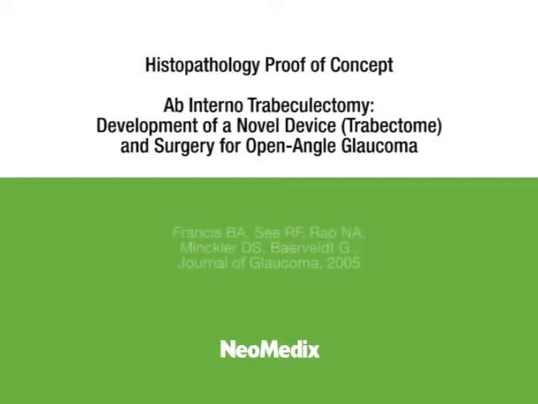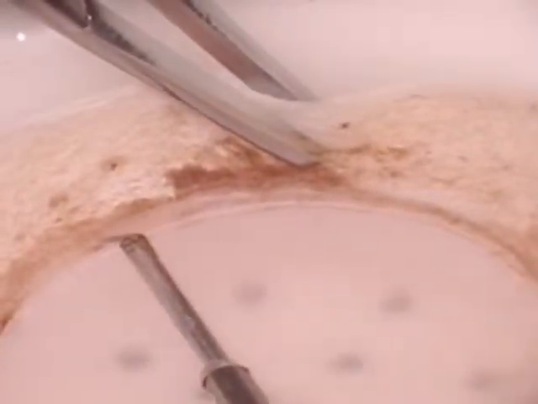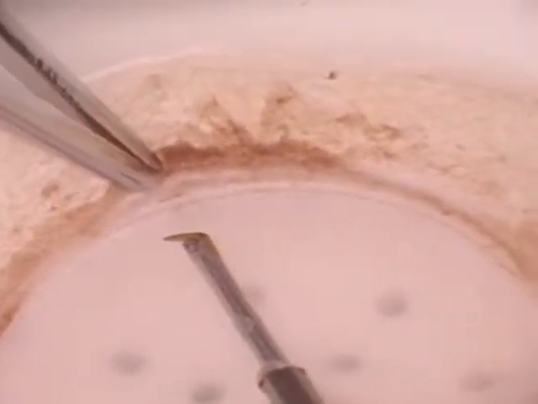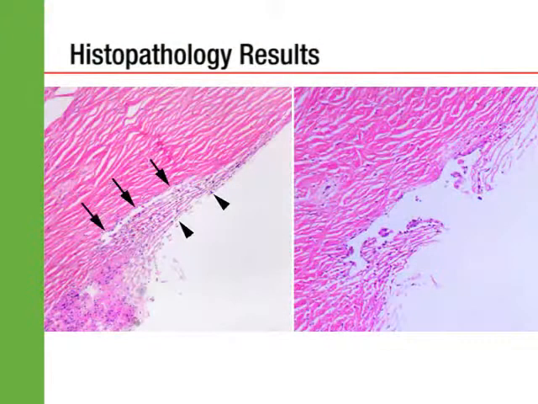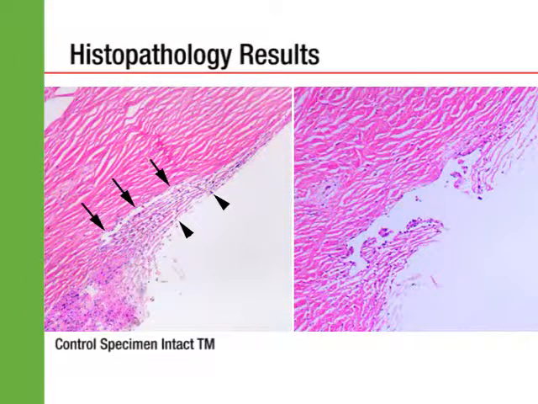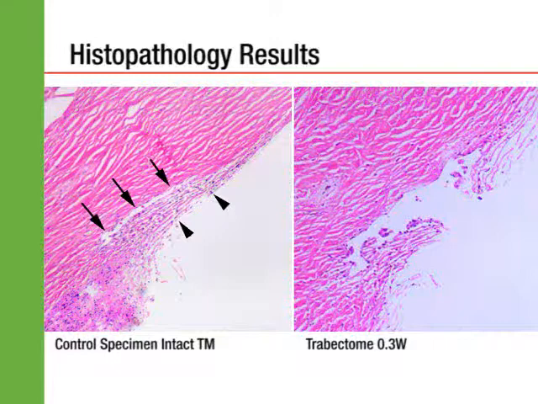Studies have been published regarding the histopathology and proof of concept of the device. The procedure was used in a donor corneal scleral rim, as shown here. Histopathology specimen shows on the left a control specimen with an intact trabecular meshwork and Schlemm's canal. On the right is a Trabectome done at a low power of 0.3 watts, which shows a clear separation of the trabecular meshwork flaps.